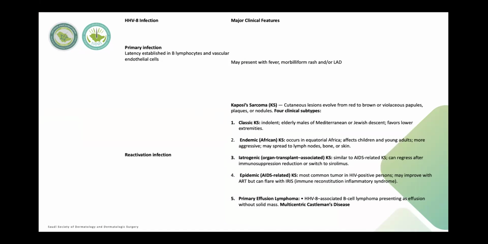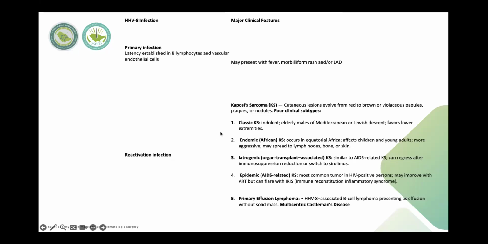Sometimes it's asymptomatic, sometimes a morbilliform rash, so it's not well known how it actually presents. But what's very well known is the reactivation. Reactivation can present with Kaposi. We all know that Kaposi is associated with AIDS, and it's one of the defining features.